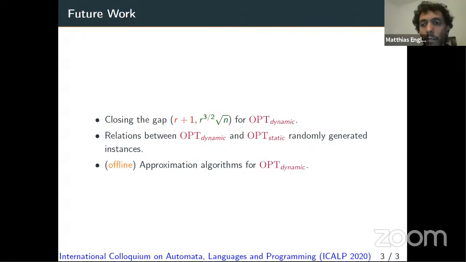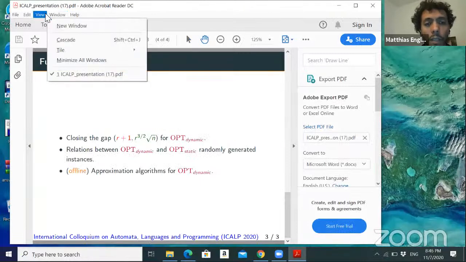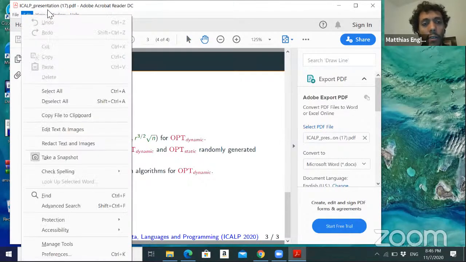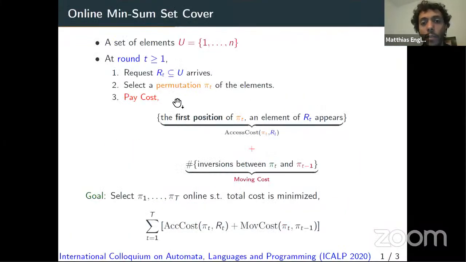Thank you. Are there any questions? So I was wondering about the cost function. If I understand the problem correctly, the cost is the position of the first element in the permutation that is contained in the set. Is that right? Yes. So what about other types of cost functions? For example, the average position, or you could have weights, like a weight for the first position, the second, and so on. Maybe they're decreasing or something like that.